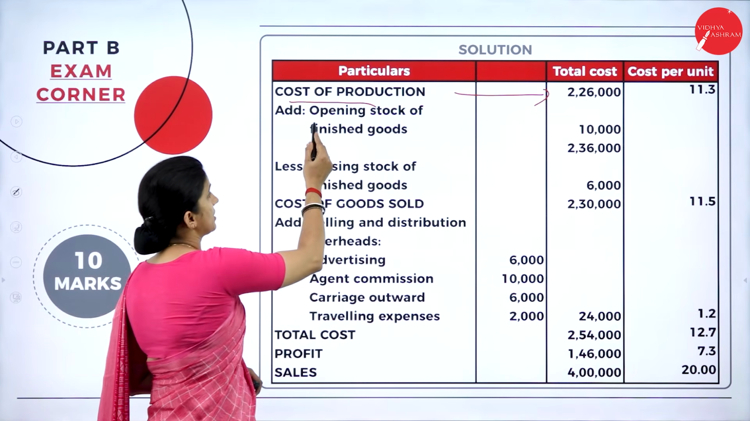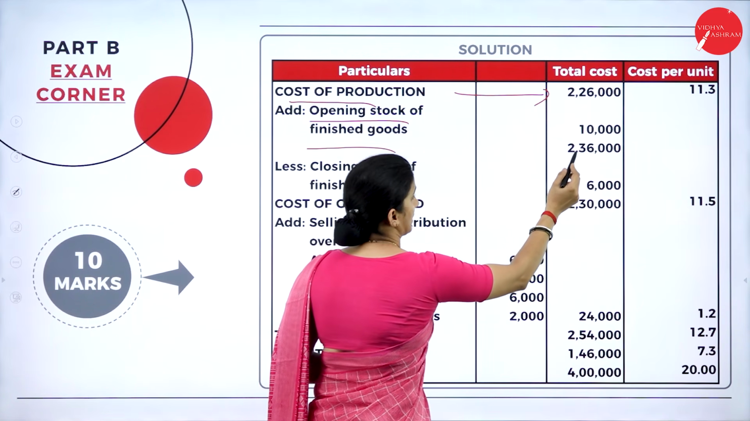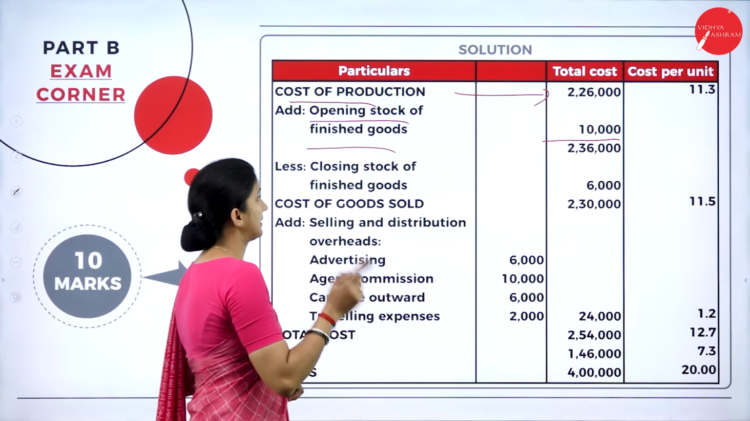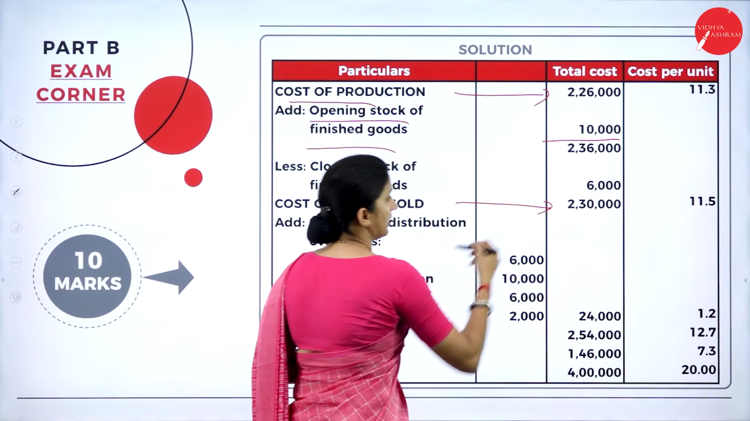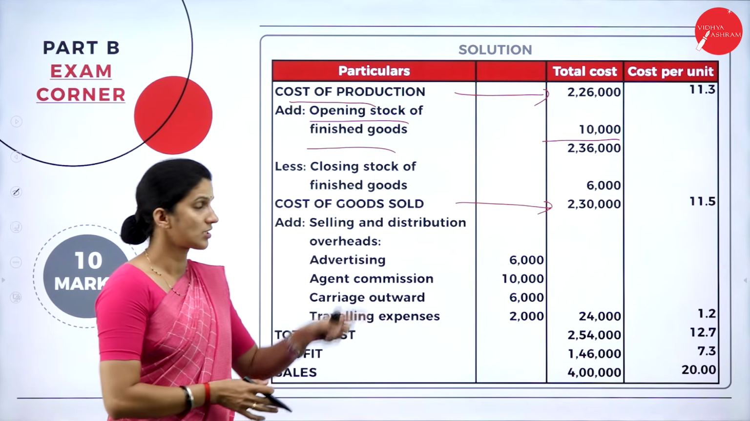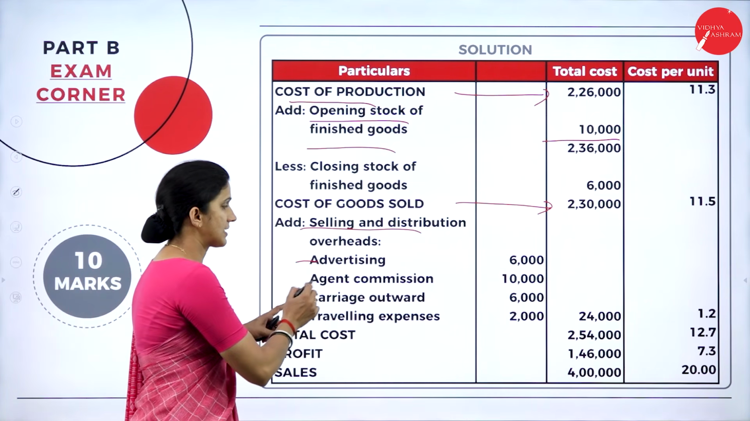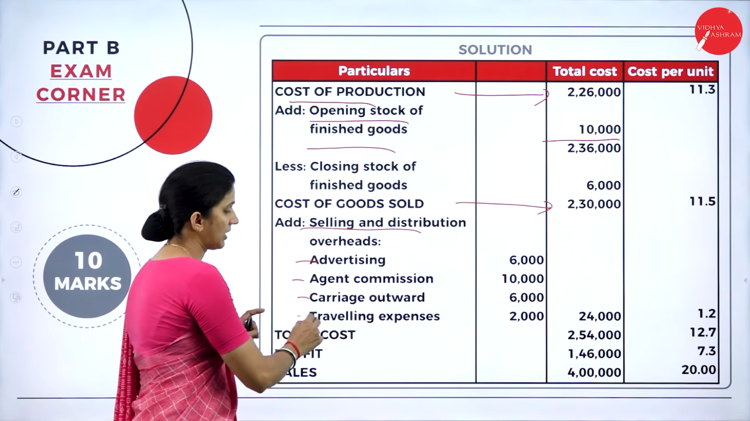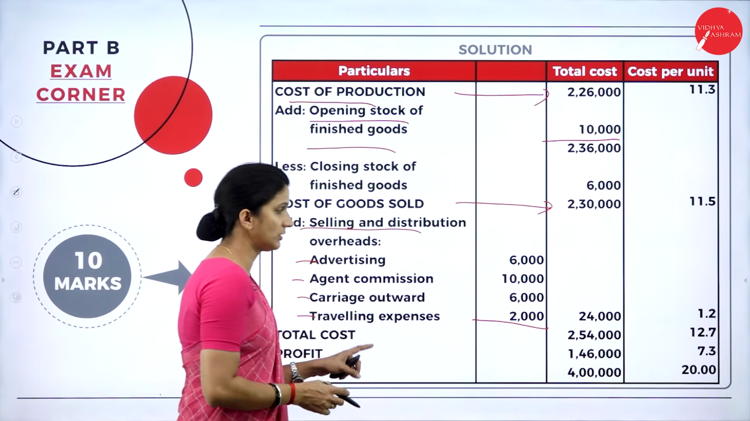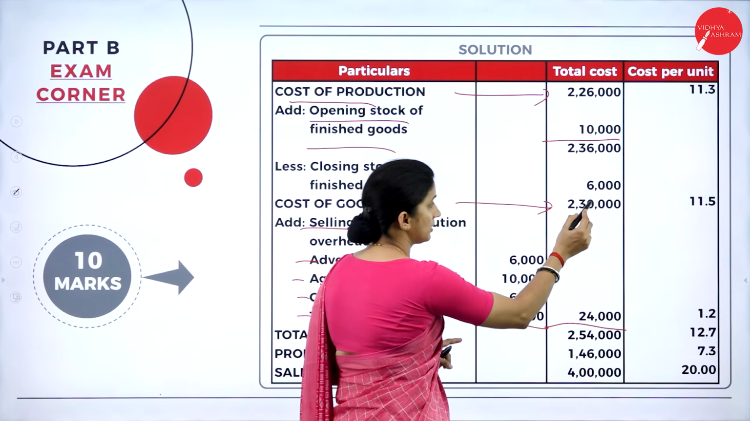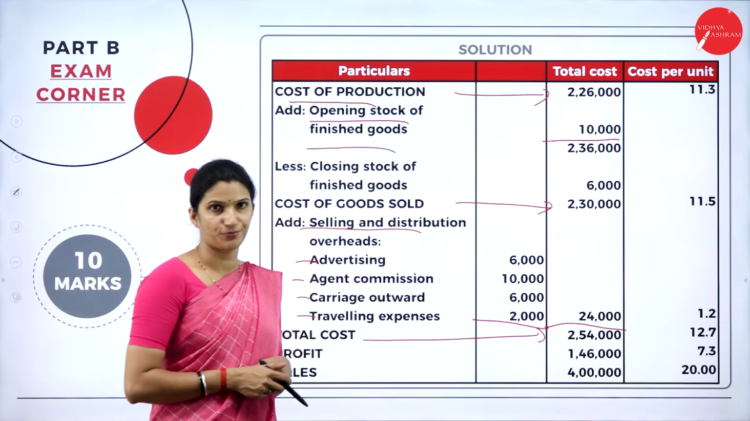To that, we need to adjust the opening stock of finished goods. That is given in your question, 10,000. So we'll get 2,36,000. Then again deduct closing stock of finished goods at 6,000. So your cost of goods sold is 2,30,000. Next to that we'll add all the selling and distribution overhead. You have advertising, agent commission, then carriage outward and traveling expenses. All these will give the total of 24,000, and this 24,000 will be added to the cost of goods sold. So your total cost is 2,54,000.